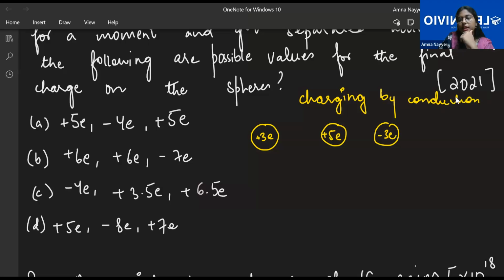This is charging by conduction. In friction, both the bodies are rubbed against each other. In charging by conduction, you just put two bodies in contact with each other. That's it. The charging occurs because of the contact. This is what we've studied already.